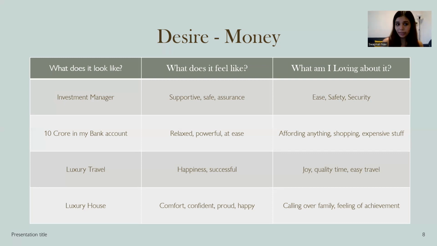Now I want you guys to make these three columns and give these three headings: What does it look like? What does it feel like? What am I loving about it? Make these three columns. I'm going to give you 10 minutes because this is a little bit of a lengthy process. In 10 minutes, I want you all to make this chart and fill it up. Once you are done with that, we are going to move on to technique number 2, and I'll also tell you how to implement this technique every single day in your life. So first finish the chart and then we'll move on.